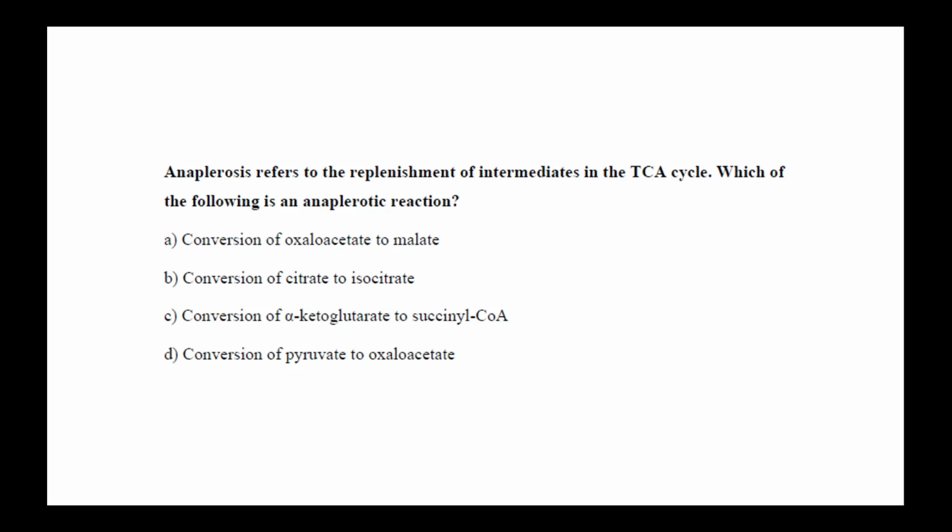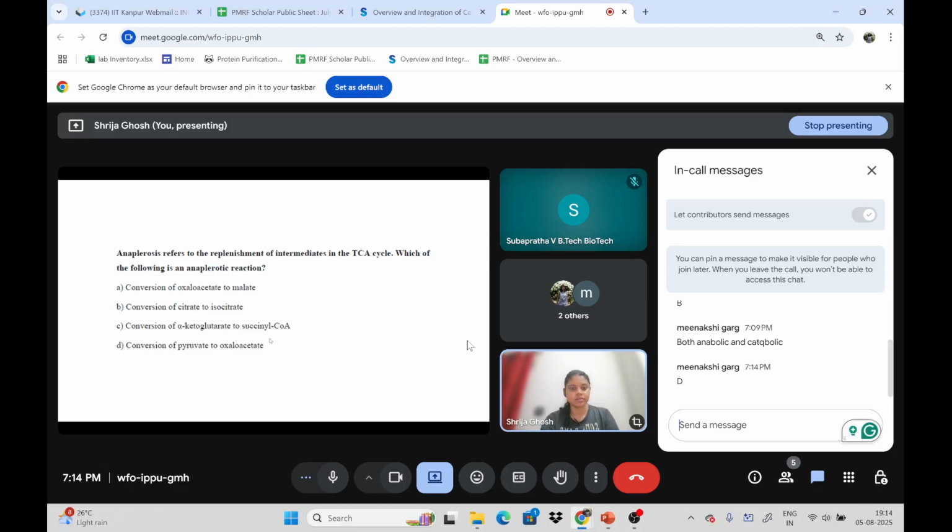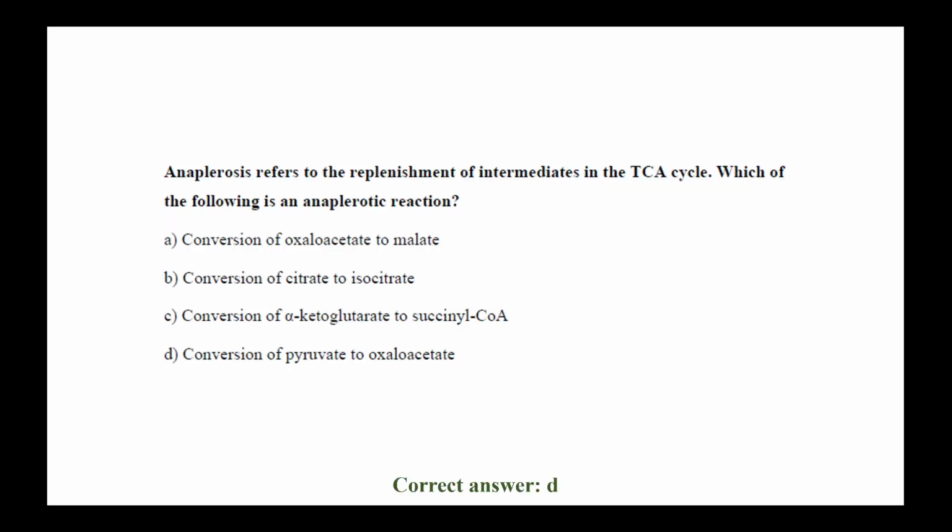Which of the following is an anaplerotic reaction for the TCA cycle? Okay, I see one answer in the chat box. Meenakshi has written option D, that is conversion of pyruvate to oxaloacetate. Okay. Subhaprata, do you also agree with this answer? Okay. So both of you are saying option D, conversion of pyruvate to oxaloacetate, as the correct answer. So that is the correct answer.